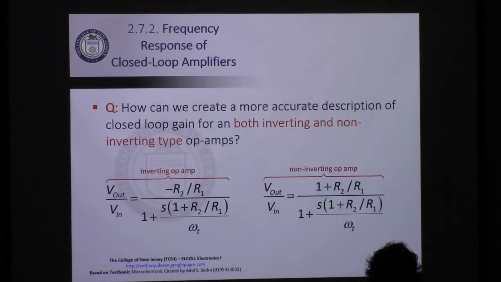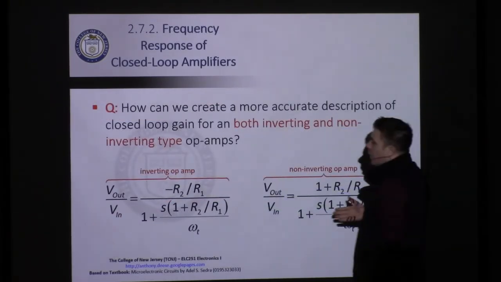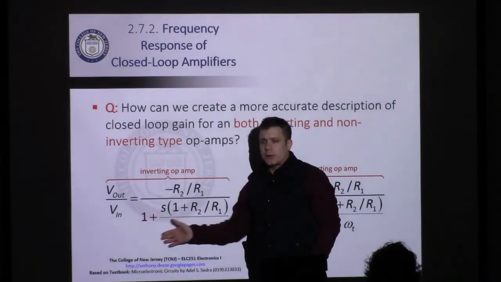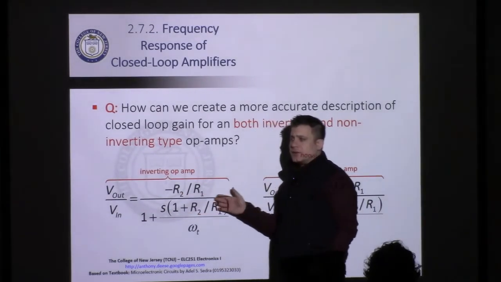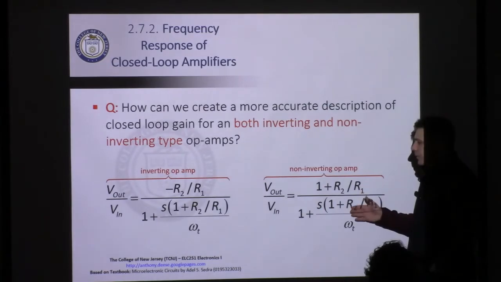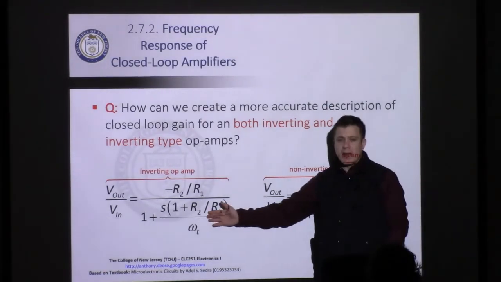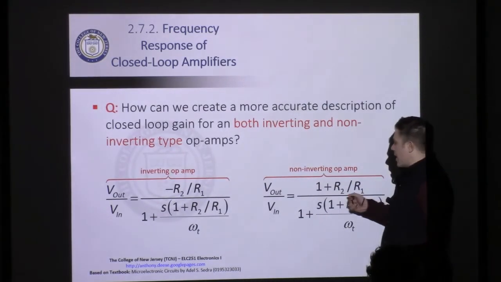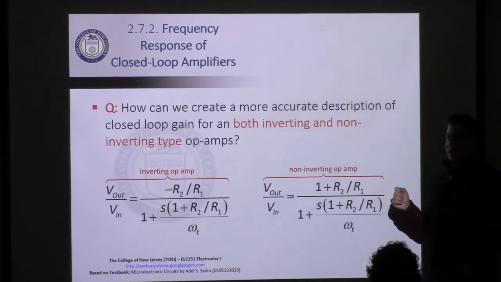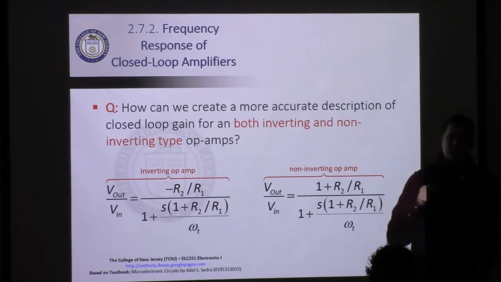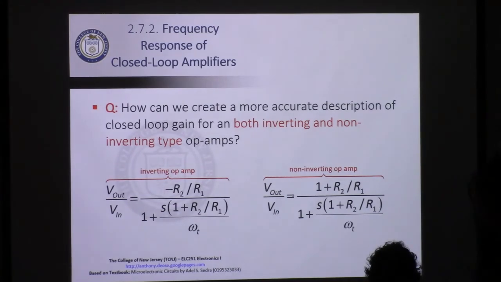So there's two versions of this expression. We've been talking about the version for the inverting op amp. There is a similar version for the non-inverting op amp. The denominator stays exactly the same. The only change you have is the numerator, where now for the non-inverting op amp the numerator becomes 1 plus R2 over R1.